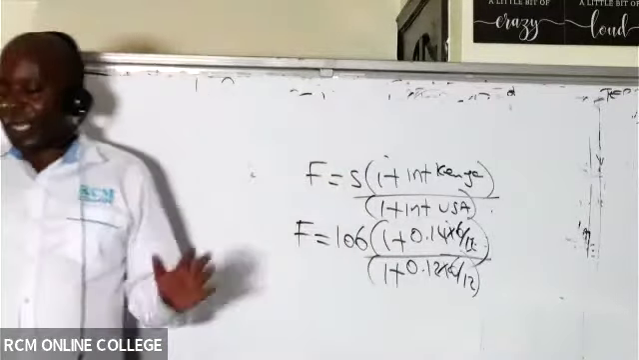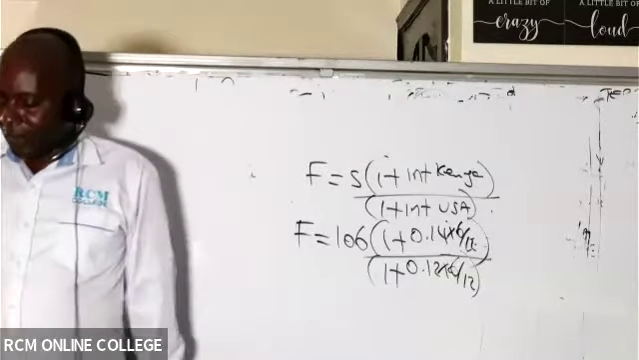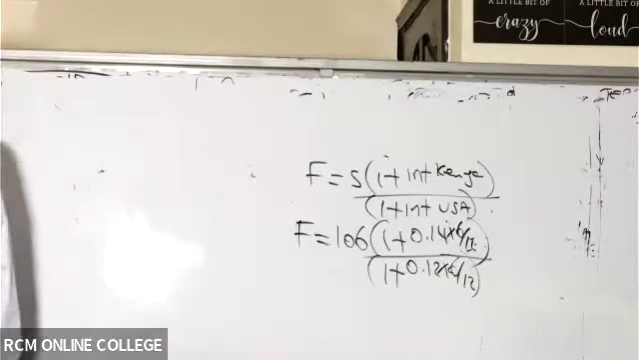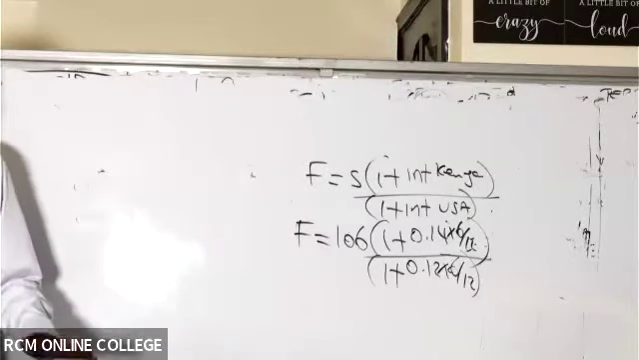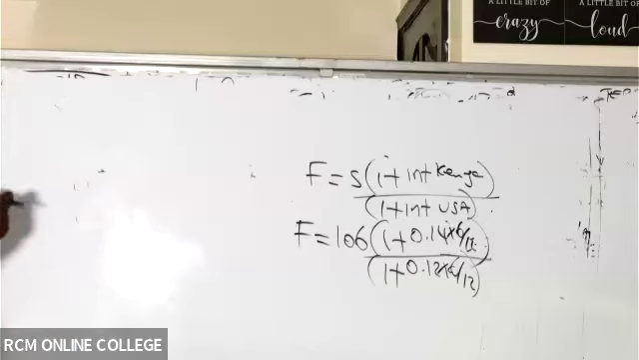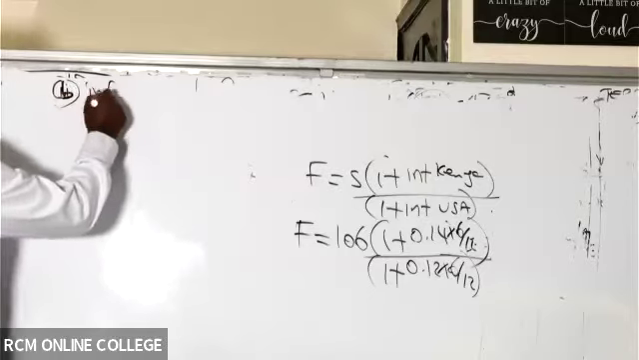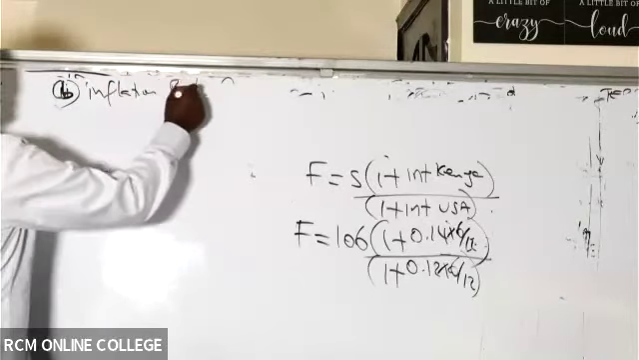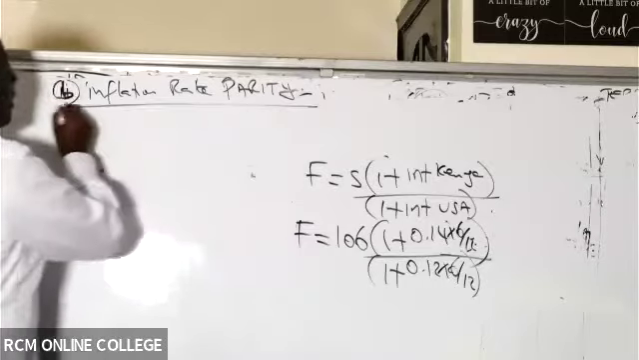So all of us now, are we together regarding that? 107? Are we together? All right. Thank you very much. And now, ladies and gentlemen, please go ahead and give me what we call, not interest, but inflation rate parity. So B, inflation rate parity.